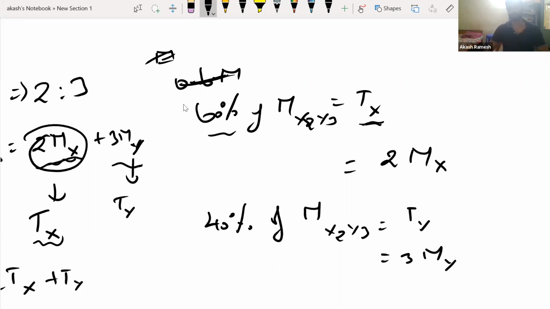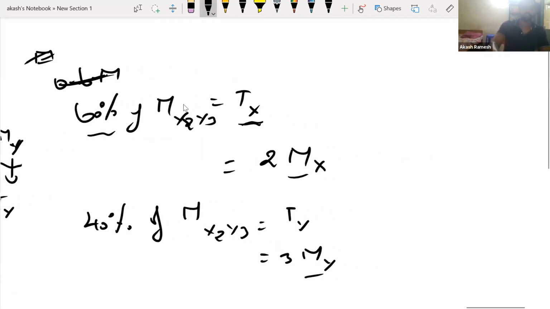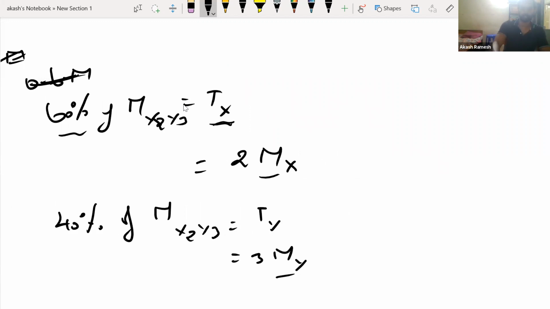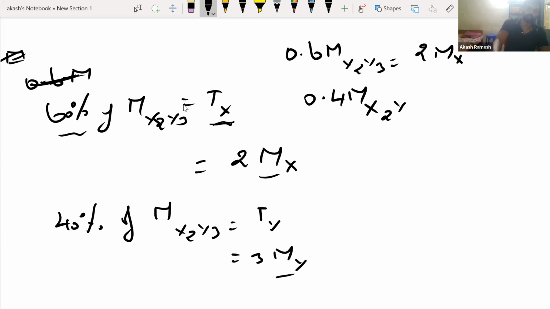Okay, 3 into atomic mass of Y. And that's it, guys. We actually got the relationship between Mx and My if you just solve this. If you try to solve it properly, I can write it like this. 60% means what? 60 by 100, correct? So 0.6 into the molecular mass of X2Y3 is equal to 2 into molecular mass of X. Same way, 0.4 into molecular mass of X2Y3 would be 3 into atomic mass of Y.